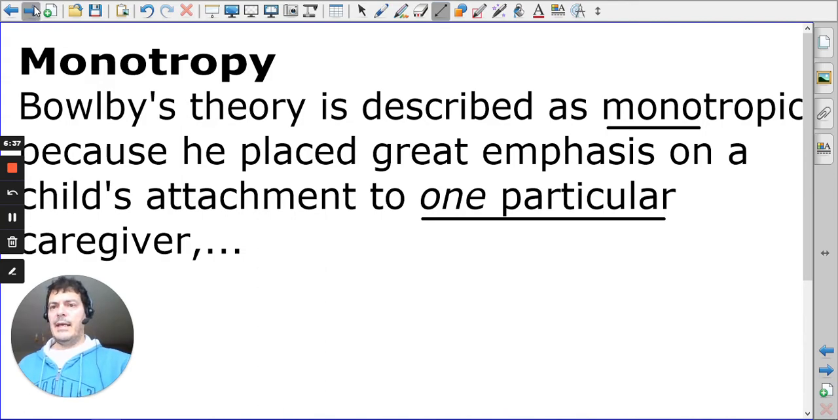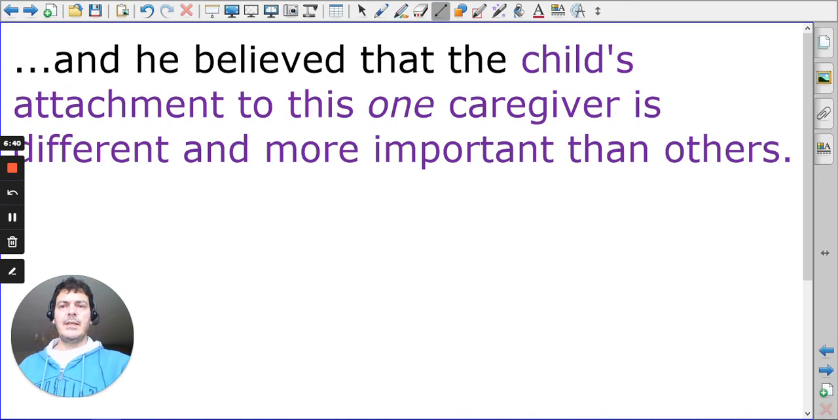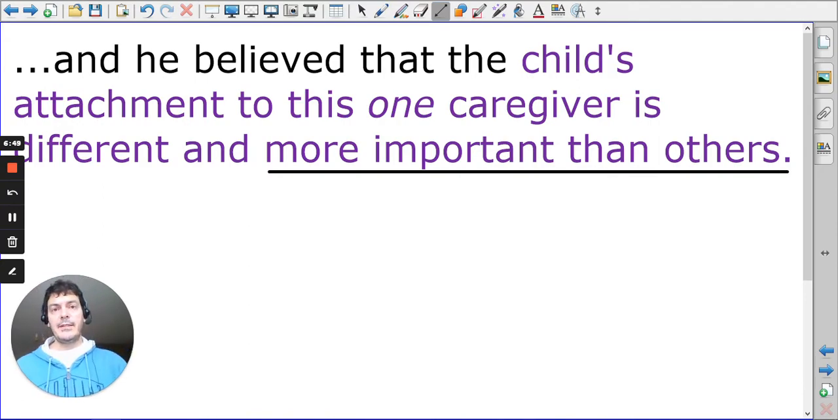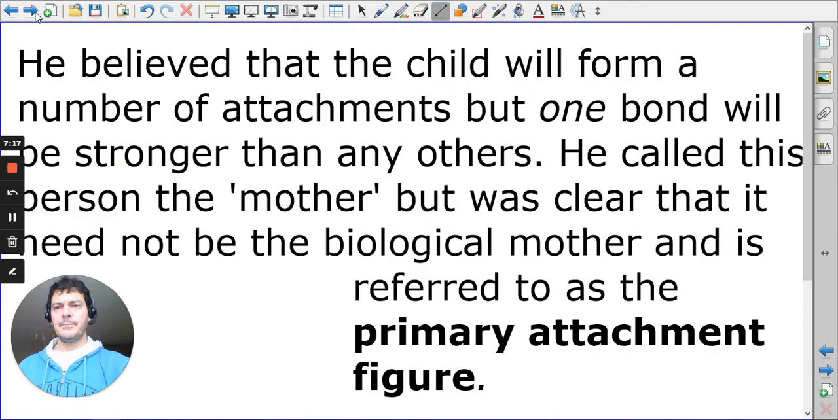Okay, and of course he says that this child's attachment is going to be more important than any of the other attachments. And now this is really a key feature of Bowlby, because he is saying that the mother is at the pinnacle of a hierarchy. Okay, so there's this idea that the mother is on top. Now, of course, he is willing to acknowledge that mother doesn't have to be the biological mother. It can be somebody else who's a primary attachment figure. But there's still one that's more important than the others. And that's the key to monotropy.